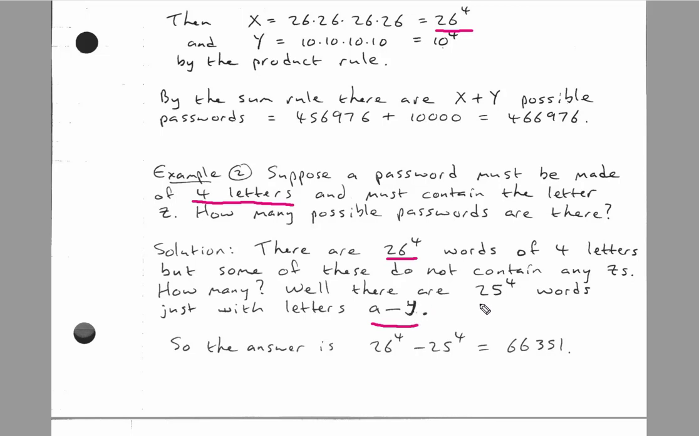Okay, so you can count the bad passwords. You've got 25 options for the first letter, 25 for the second. So the number of bad passwords is 25 to the power 4. Okay, so we take those away. So the number of good passwords is this difference, 66,351.